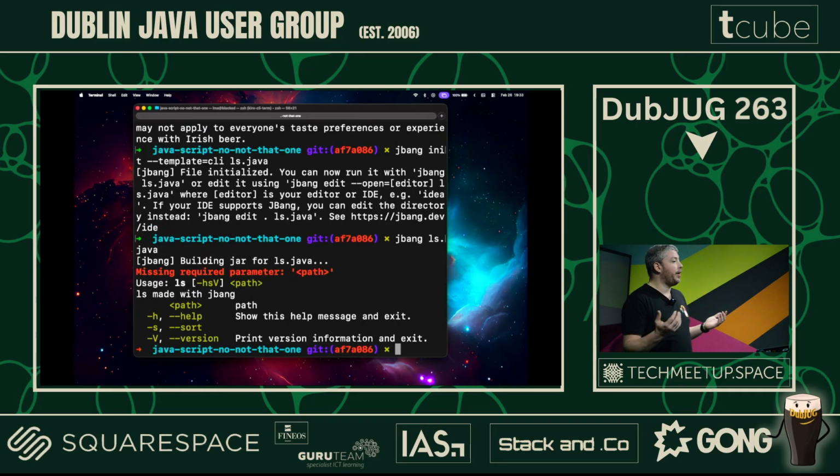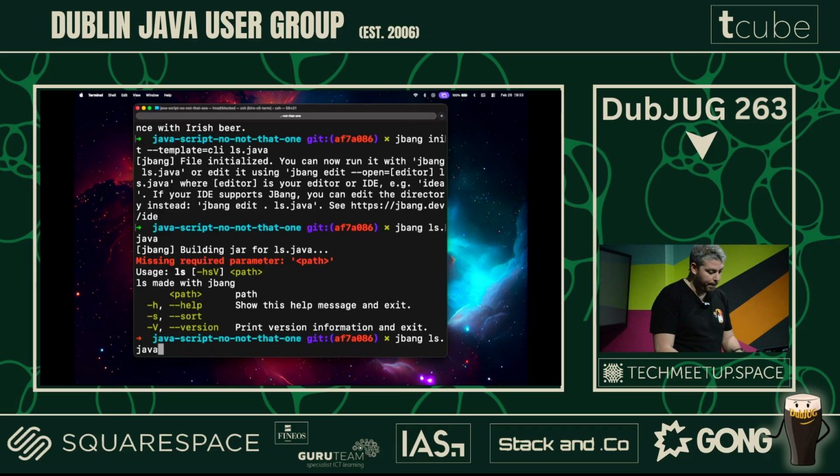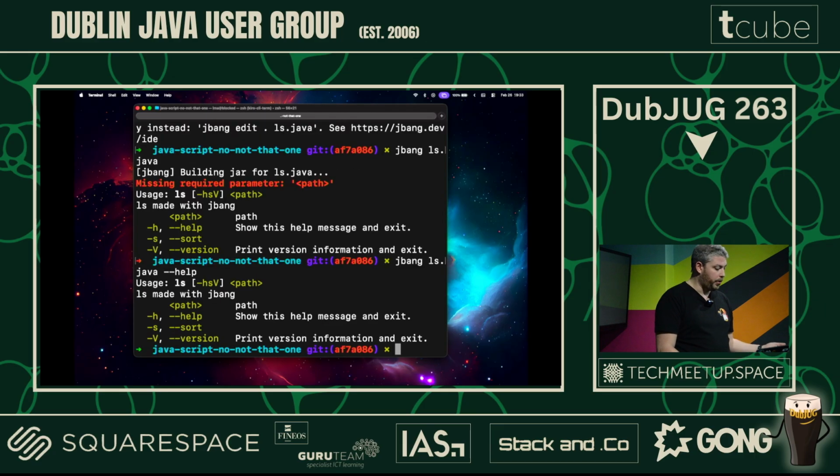And I didn't provide any path, any option. And you see, it already gave me, hey, there is a missing parameter. You should provide me a path. There is a few things. You can have a sort. I didn't provide a description, but of course you can provide a description. Of course, I can say, hey, I need help. And it will give me the same thing.